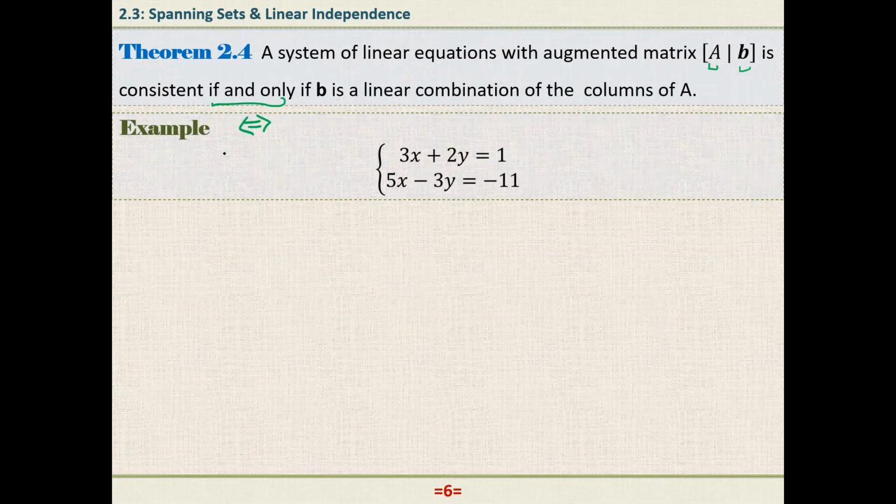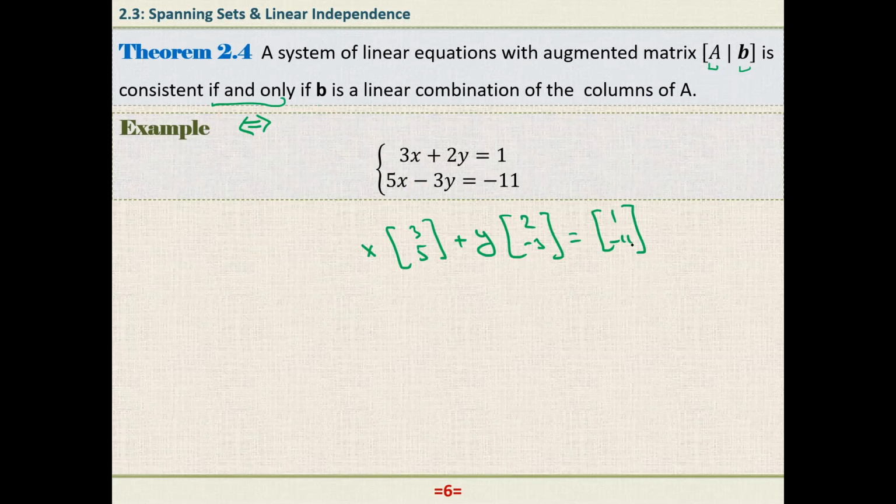So for example, if you consider this example, how can I write this? Here we have x times (3, 5) plus y times (2, -3), and on the right-hand side we have (1, -11). So we are saying that if and only if this b is a linear combination of the columns of A. The columns of A are (3, 5), the first column, and (2, -3), the second column.